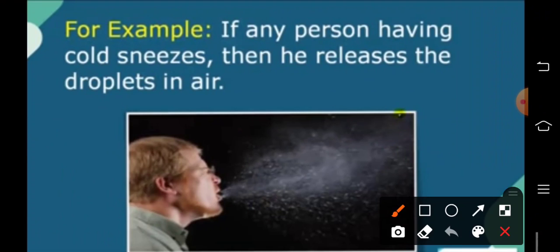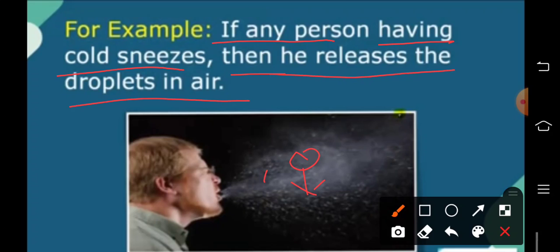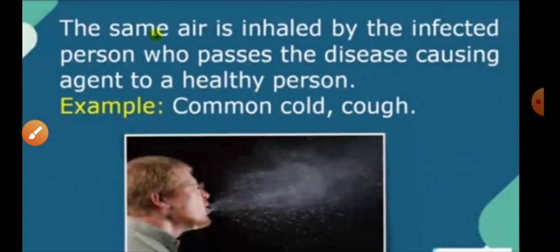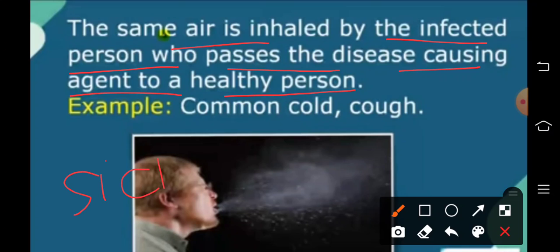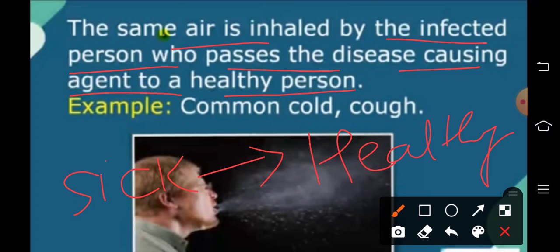For example, if any person having a cold sneezes, then he releases droplets in the air. You can see these are the many droplets which are released in air. The same air is inhaled by a healthy person, and the infected person passes the disease causing agent to the healthy person. So you can know the sick person is responsible for transmission of diseases to the healthy person. Example, cold and cough.